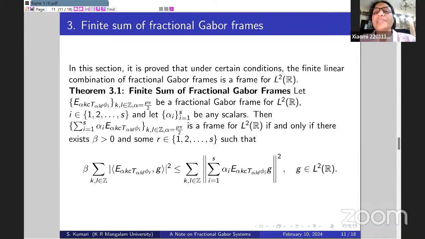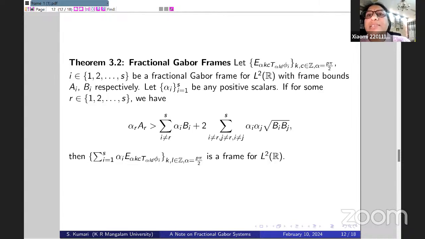if and only if there exists a positive number β and some r belonging to 1 up to S, any scalar, such that β times this summation is less than or equal to the squared norm of the summation of this system, where g is taken from L2(R). So this is for finite sums of fractional Gabor frames. Next slide, please, sir.